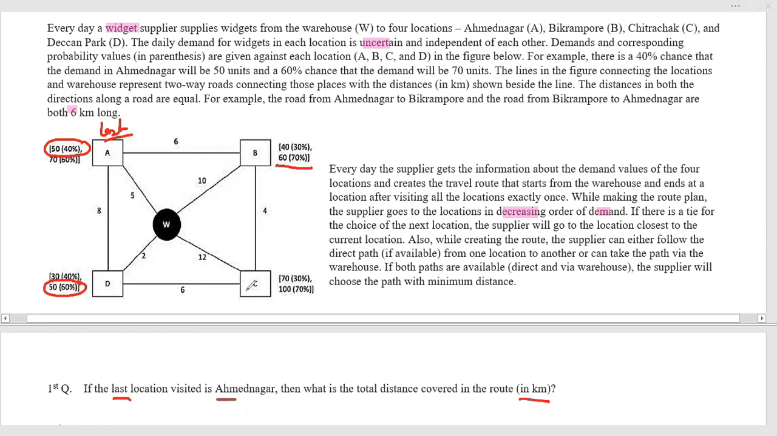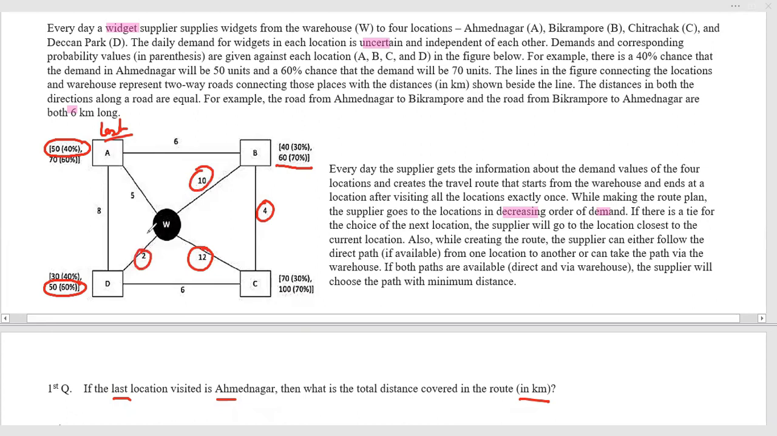So the first location it will visit is C. That means this 12 would be the distance first taken. After that 12, next it would go to B and that would be 4. From B, it can go to A and it can go to D. But on the basis of probability, definitely A will be the last. It has been mentioned in this question. So from B, it will go to D, and that would be these two, 10 plus 2.